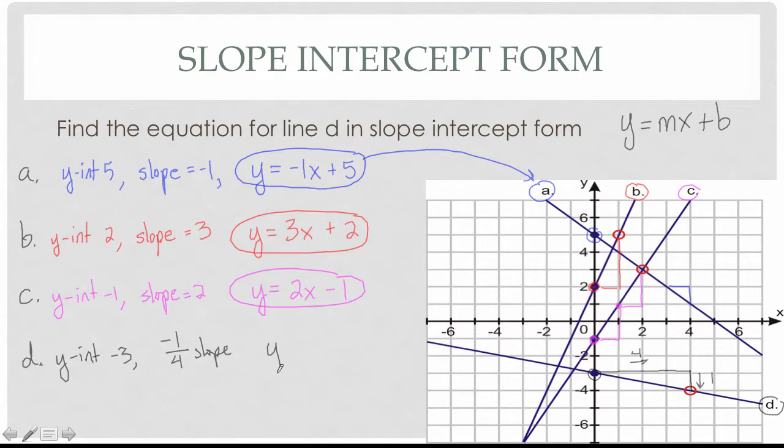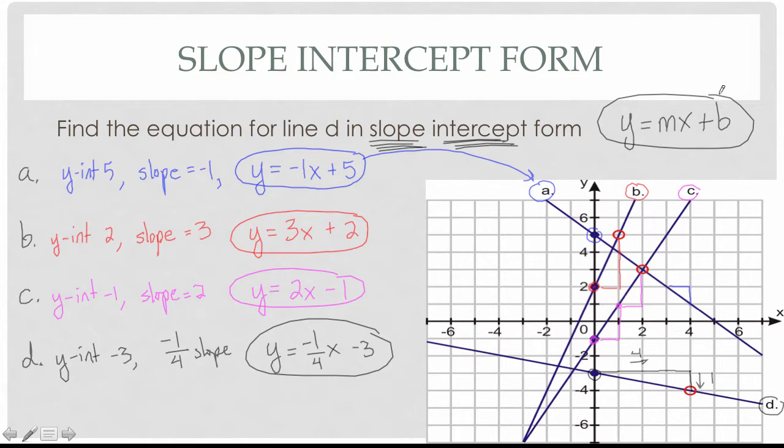Putting it all together in the equation, I got y equals -1/4, so we go down slowly, times x minus 3. All right, there's some good examples of putting the right equation, matching it up with what I see on my graph in slope intercept form. We'll do some other forms of linear equations, but I really want you to get it solid in this form right here. y equals mx plus b.